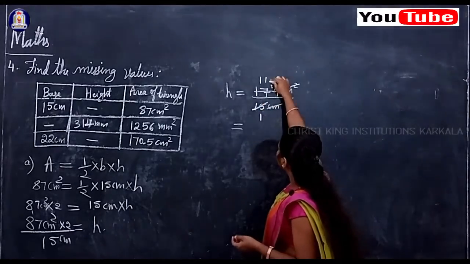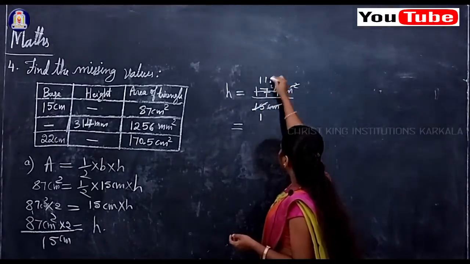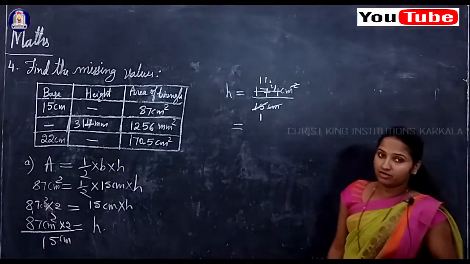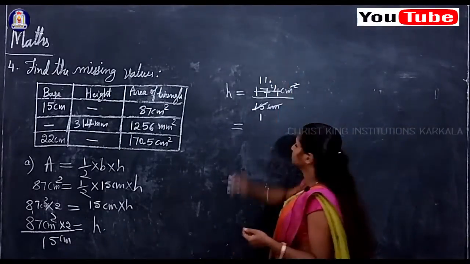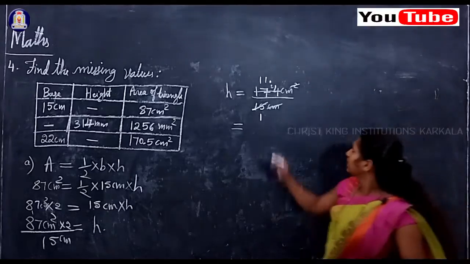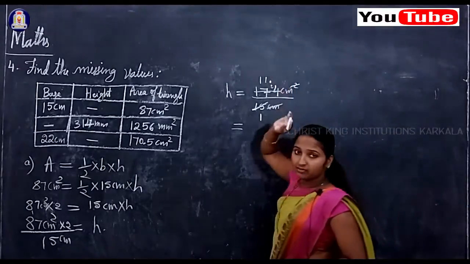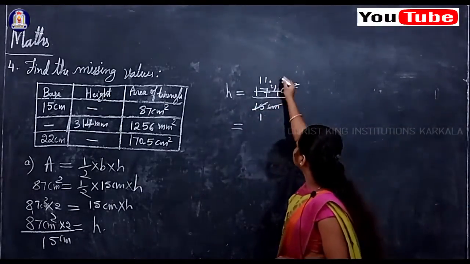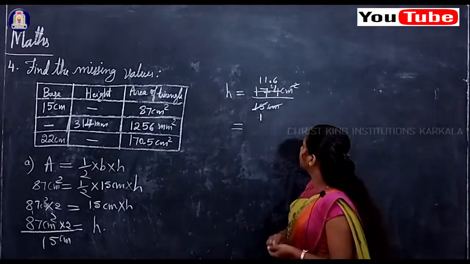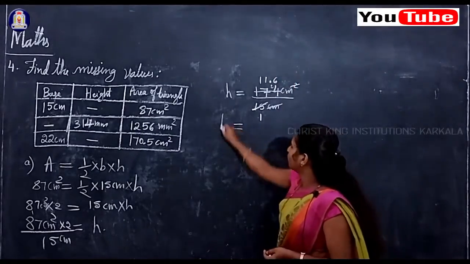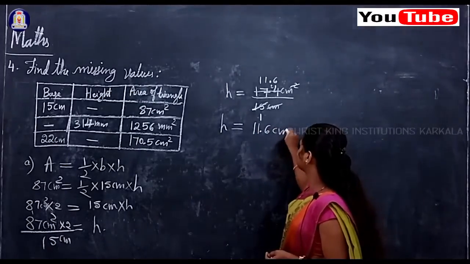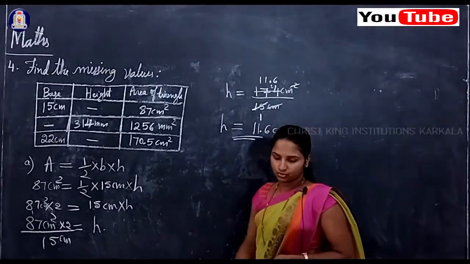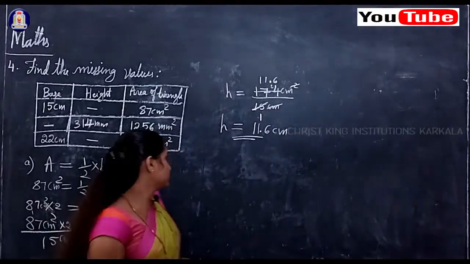So how much remaining? Decimal point remaining 9. So 15 will not divide 9. So if you take decimal point, that 9, again extra 0 we can take, that will become 90. So 15, how much are 90? 15 sixes are 90. So therefore the height of the triangle is 11.6 centimeter. So this is the answer to the first question.